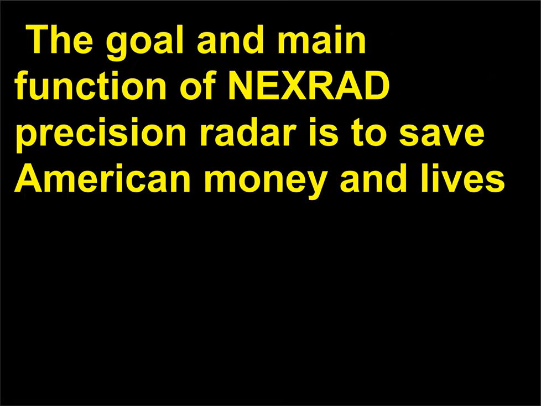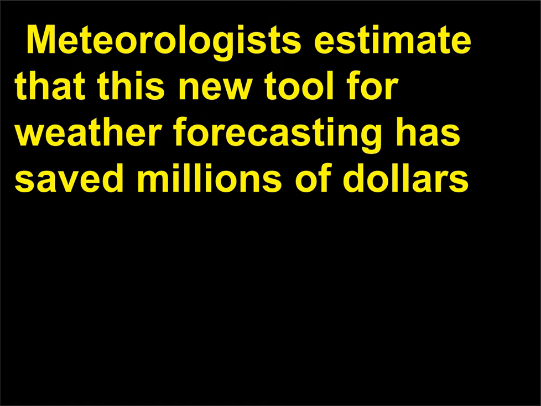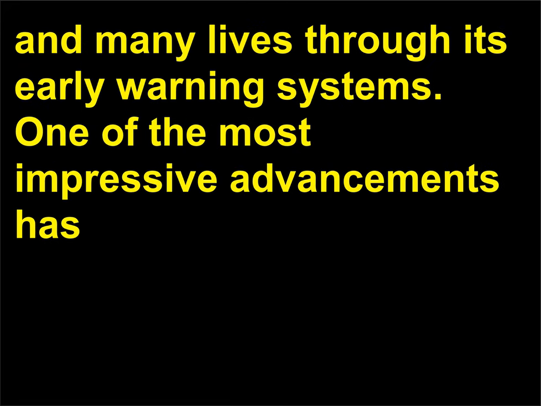The goal and main function of X-ray precision radar is to save American money and lives. By predicting threatening weather problems and warning the public before tragedy strikes, meteorologists estimate that this new tool for weather forecasting has saved millions of dollars and many lives through its early warning systems.